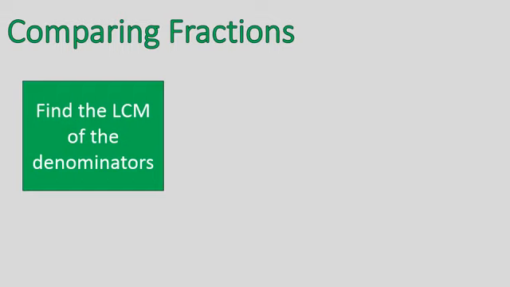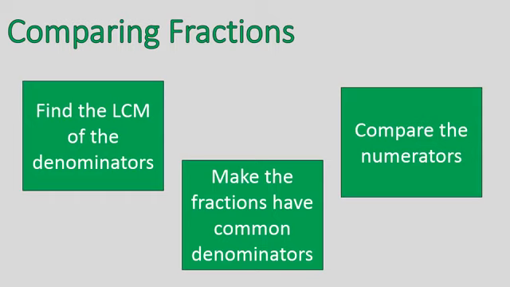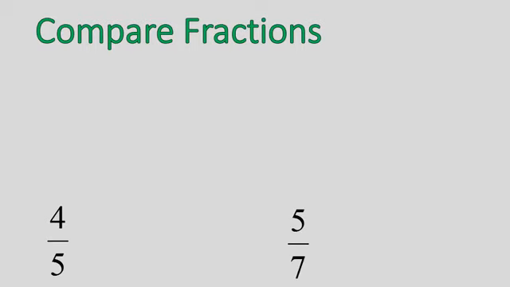Now the third part of this lesson is comparing fractions. To compare fractions, what you need to do is find the lowest common multiple of the denominators, make the fractions have that common denominator, and then you just compare the numerators. If the denominators are the same, comparing the numerators, you'll be able to see which fraction is larger. So let's do that. Let's compare 4/5 and 5/7 and see which one of these is larger.